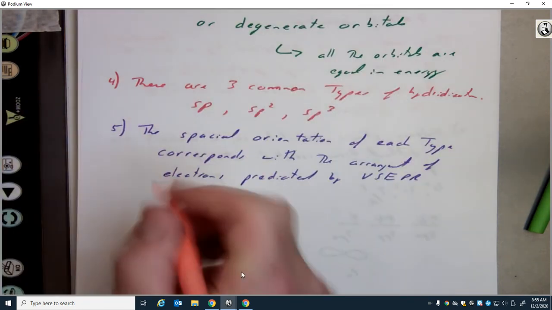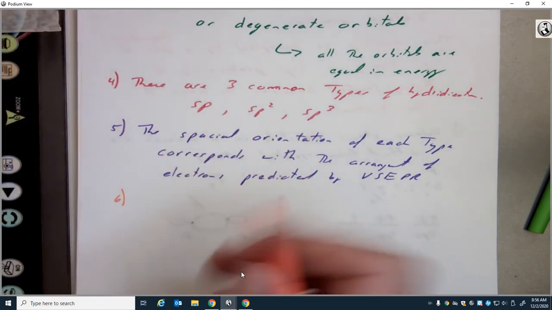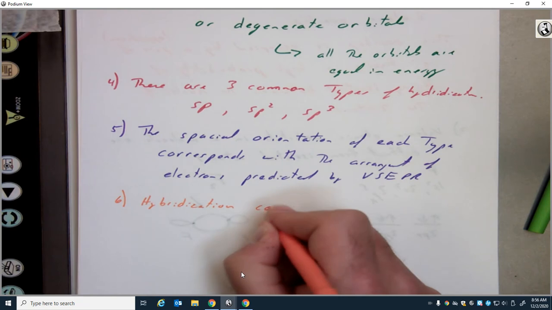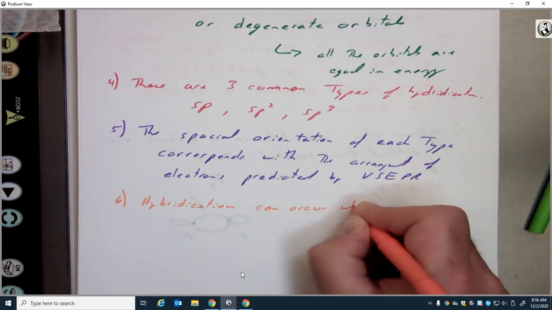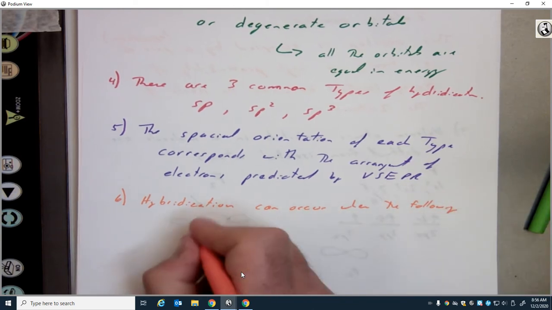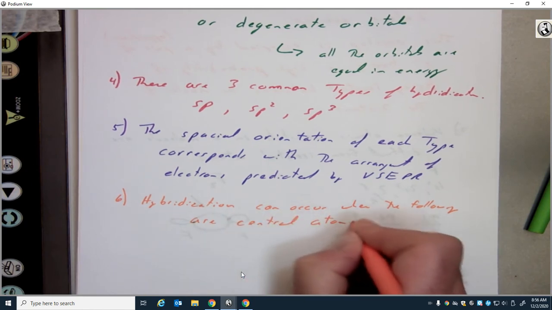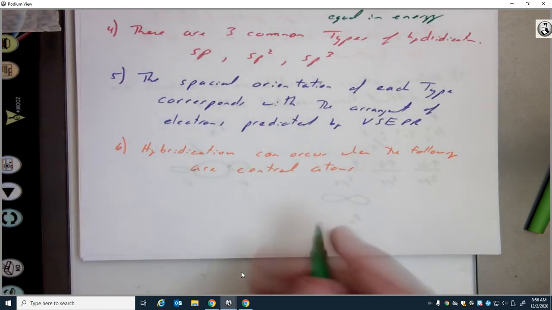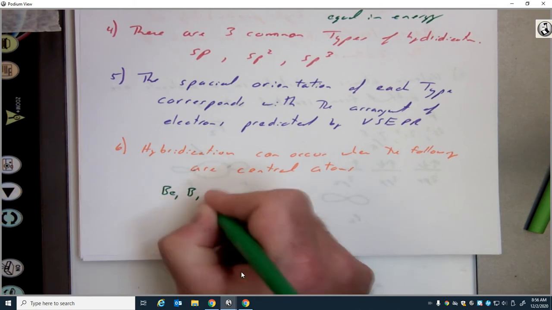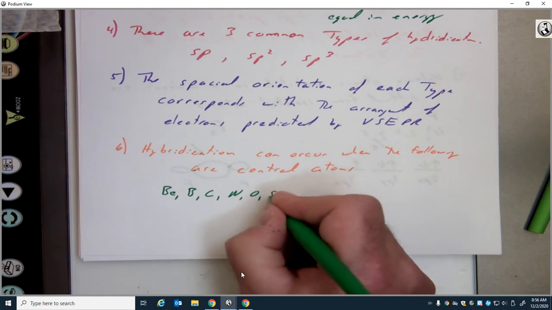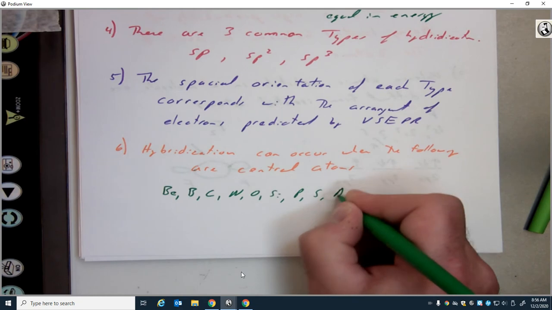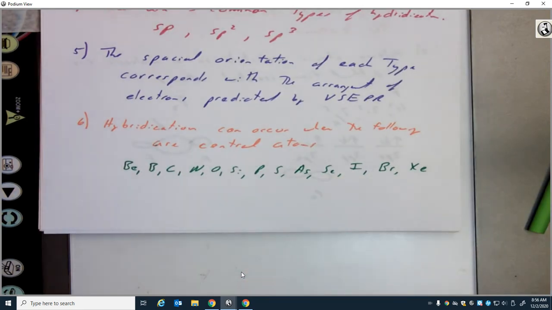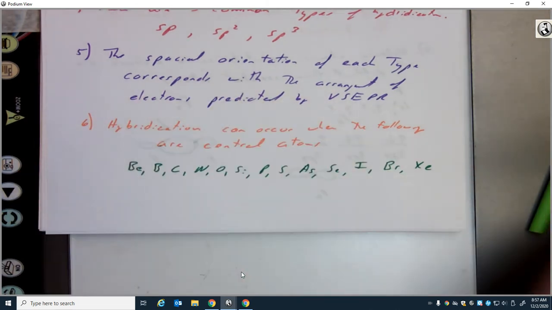Now, what atoms actually do this hybridization? Hybridization can occur when the following are central atoms: beryllium, boron, carbon, nitrogen, oxygen, silicon, phosphorus, sulfur, arsenic, selenium, iodine, bromine, and xenon. So these are the ones that do this hybridization.